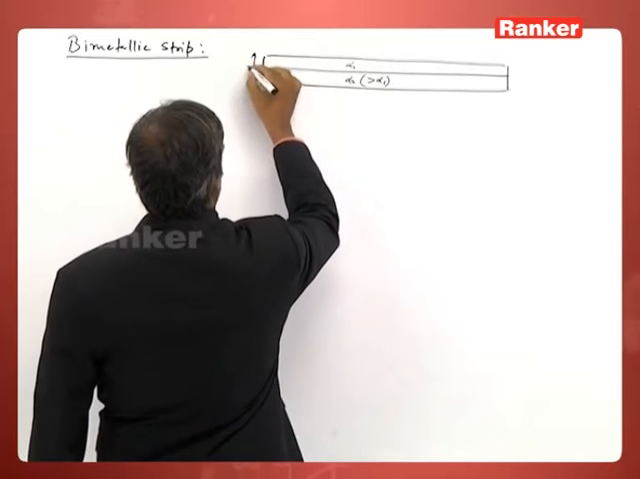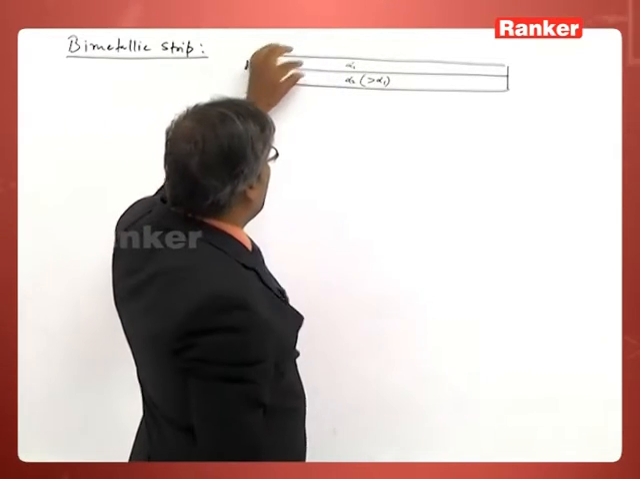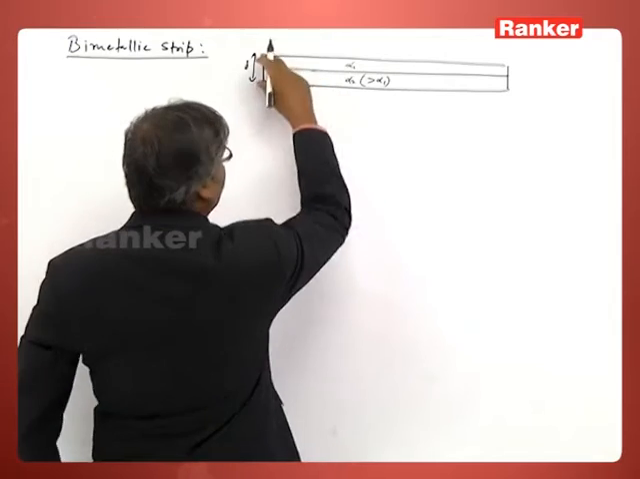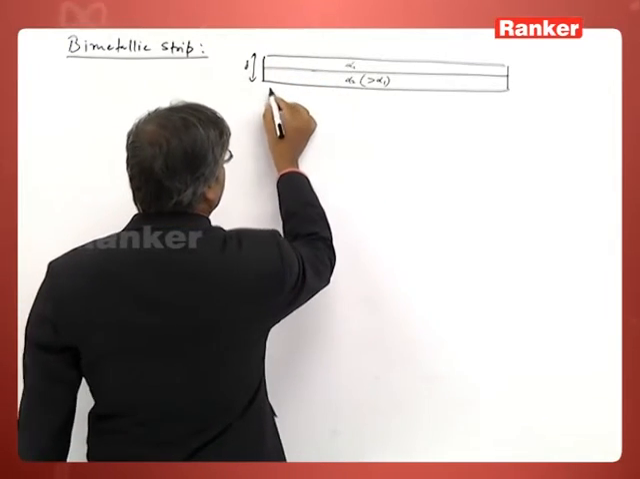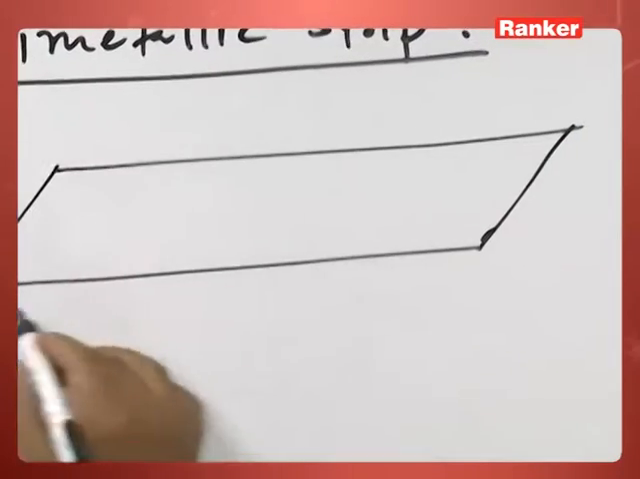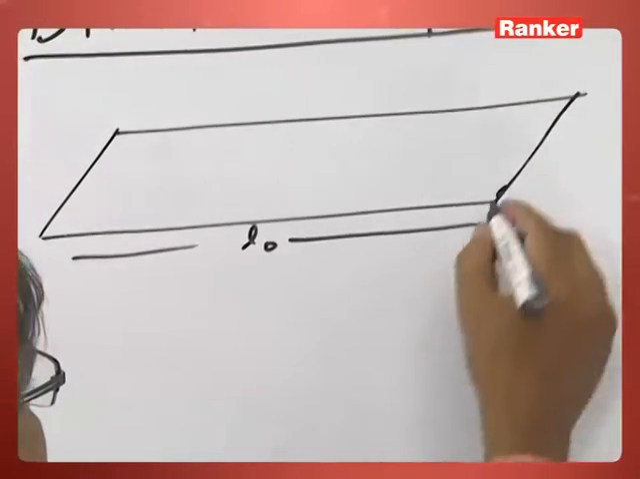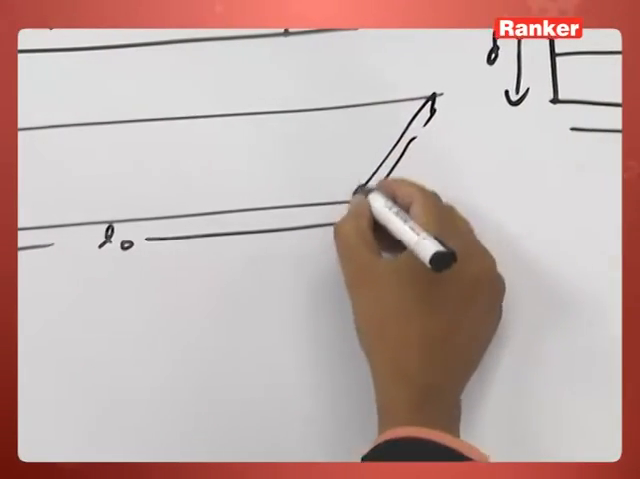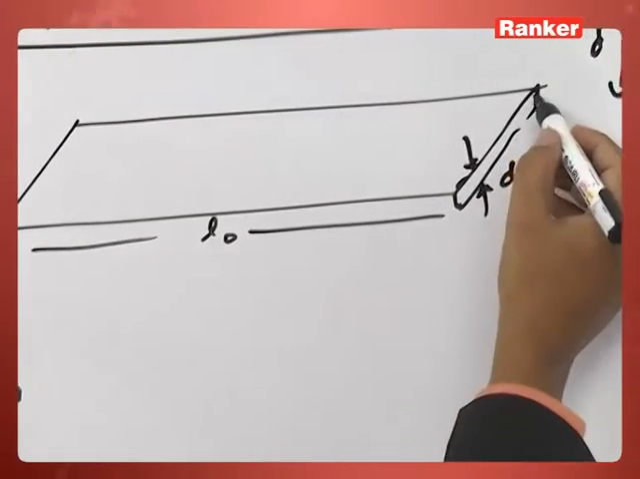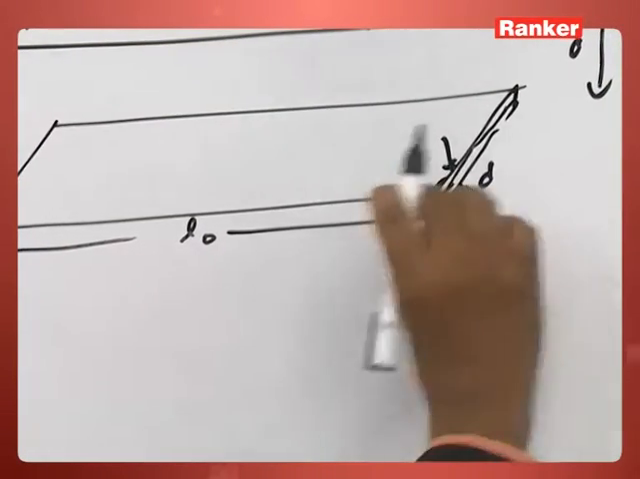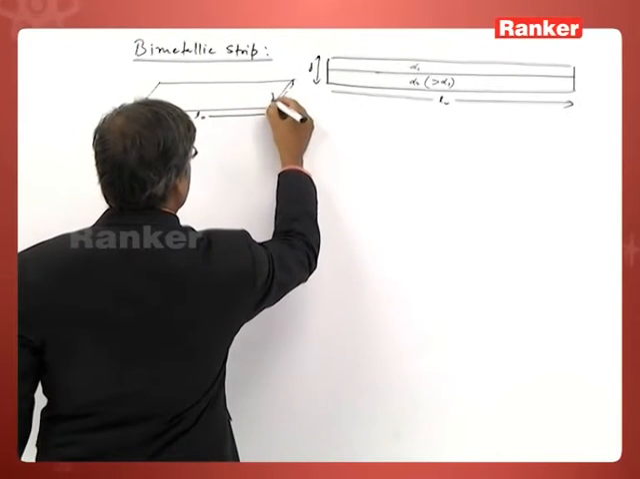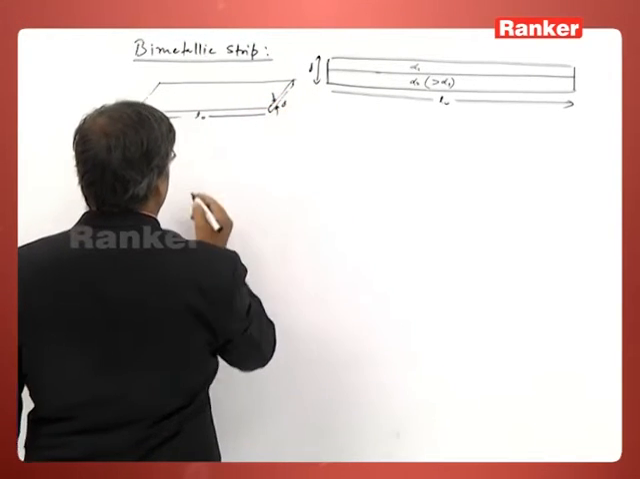Suppose they have equal widths of d by 2, d by 2, that is, the total strip has a width d and its length is L naught. This is the side view, and you can see the strip is something like this. This is L naught and some width will be there. You can see this width is d.